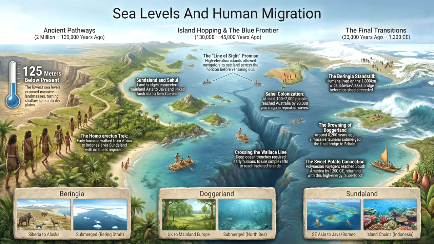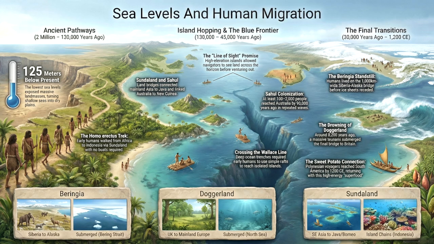But the crucial thing to remember is that these climate shifts were cyclical. Initially, they happened in 41,000-year cycles. And around 800,000 years ago, the rhythm shifted to 100,000-year cycles. So it acted almost like a massive planetary pump. A place like Sundaland would emerge, early humans would walk across it, and then the climate would warm up again. The ice melts, the sea rises, and Sundaland floods.